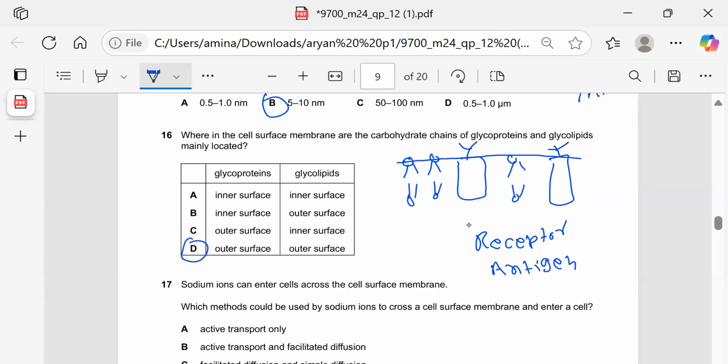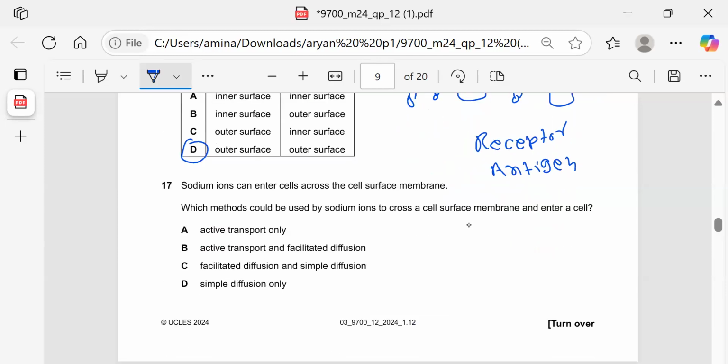You will find glycoprotein as well as glycolipid on the outer surface. The reason is that these proteins are acting as receptors to accept the signaling molecule. They are acting as an antigen to do cell-to-cell recognition. And all these things are going to happen on the outer side of the membrane, not on the inner side of the membrane. Then comes question number 17.